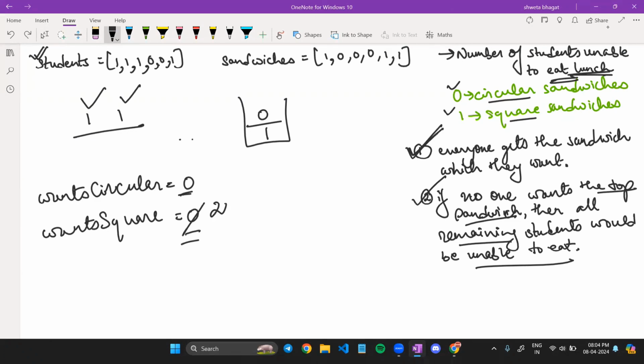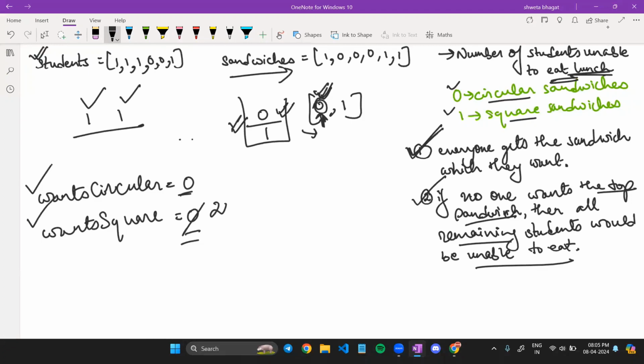Now, once we have calculated how many students want a circular sandwich and how many want a square sandwich, we can iterate over this sandwiches array. In this case, our sandwiches array would be this 0, 1, such that this 0 represents the top element of the stack, correct? So we will iterate over this array and check what sandwich is present at the top of our stack. It's 0, that is a circular sandwich.